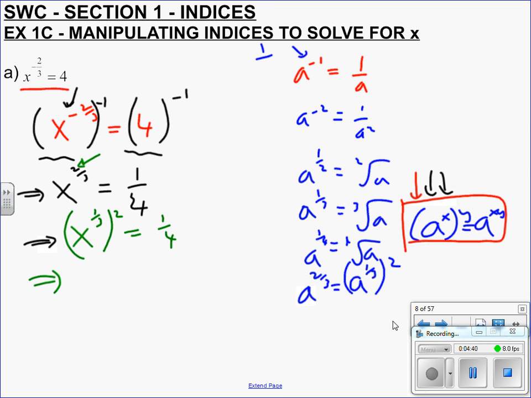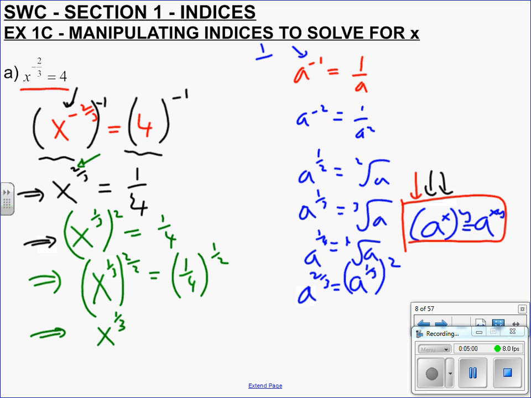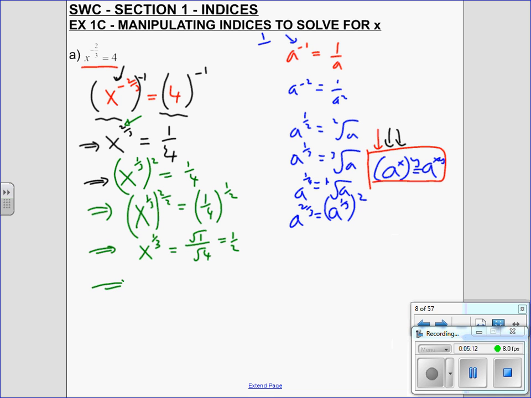So if we times it by the half in the power, can you see if I got the 2 here? And then if I times it by the half on the left, I need to times it by the half on the right. Do you see? So I get 2 over 2, which is obviously 1, so x to the 3rd is the same as 1 over 4 square rooted. Remember, that's the square root of everything on the top, and everything on the bottom, which is the same as a half. Okay, so I've got x to the third is a half.